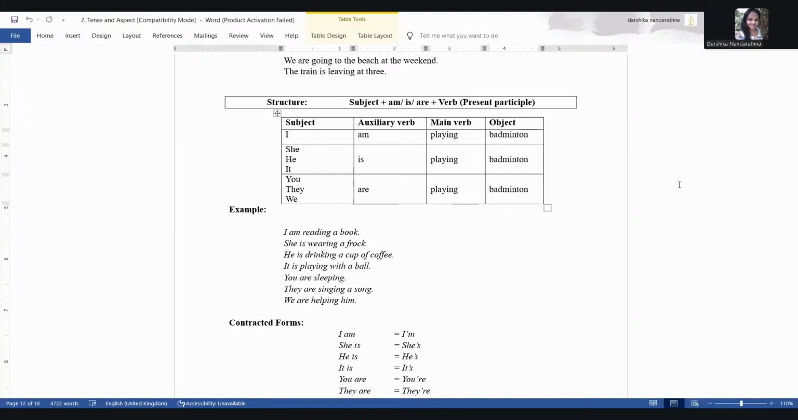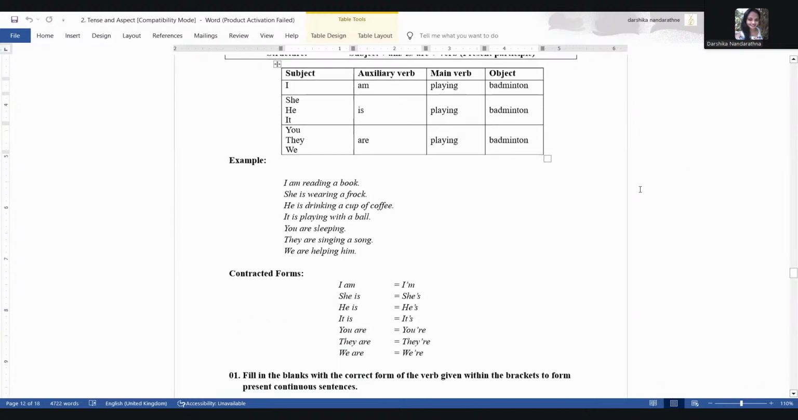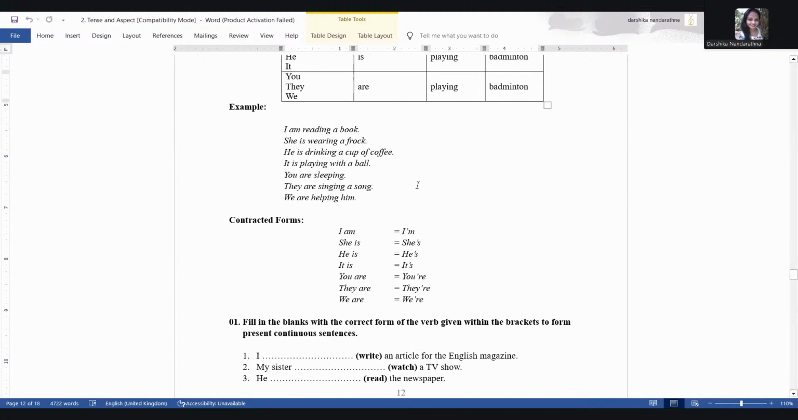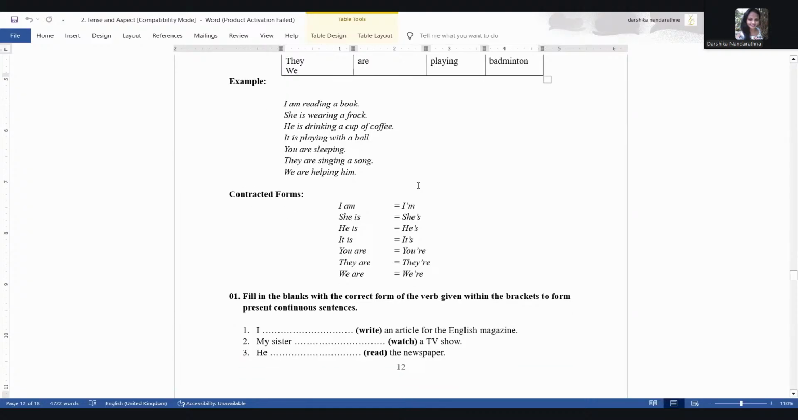With all of these subjects, you should use the main verb in ing form. I am playing, she is playing, they are playing, like that. Okay? No change in the main verb. So example sentences are given. I am reading a book. She is wearing a frock. He is drinking a cup of coffee. It is playing with the ball. You are sleeping. They are singing a song. We are helping him. Like that.